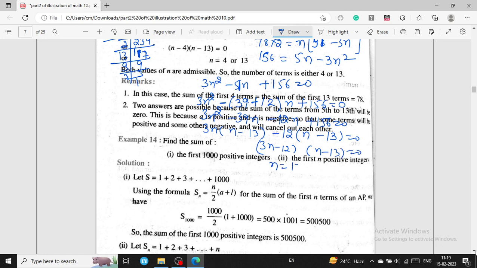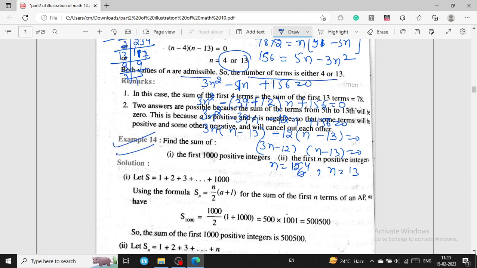n is equal to 12 by 3, that is 4, and the other is 13. You can see here we have two answers, 4 or 13. So both values of n are admissible. So the number of terms is either 4 or 13.